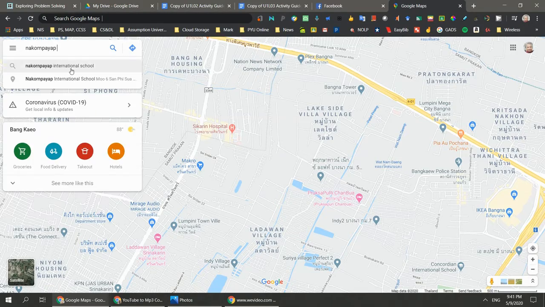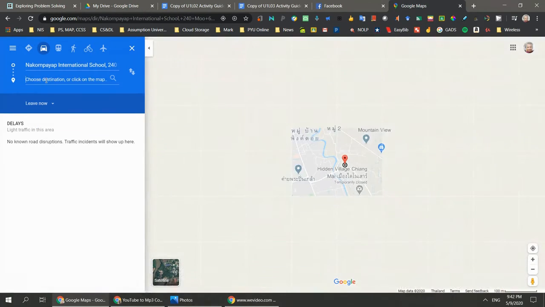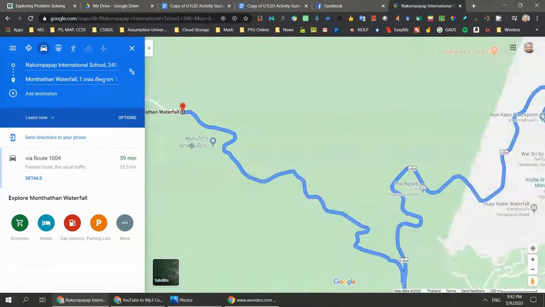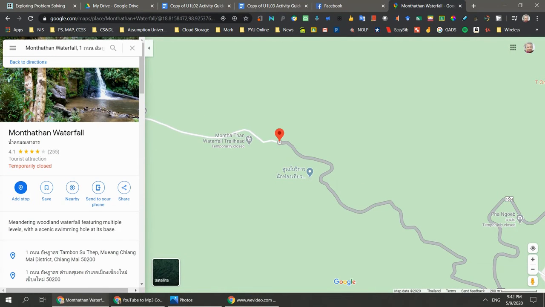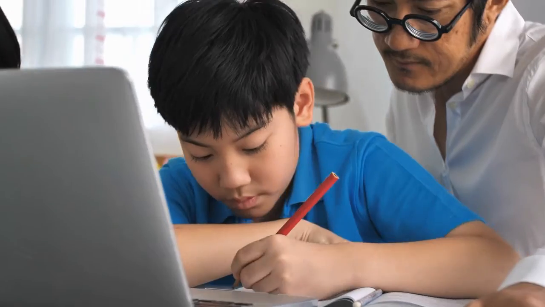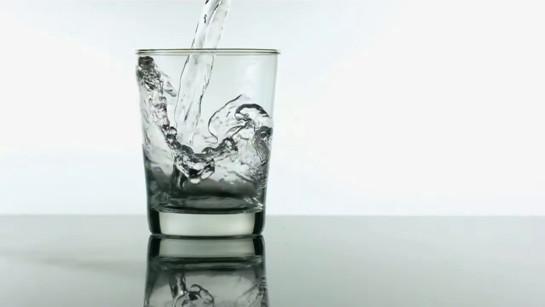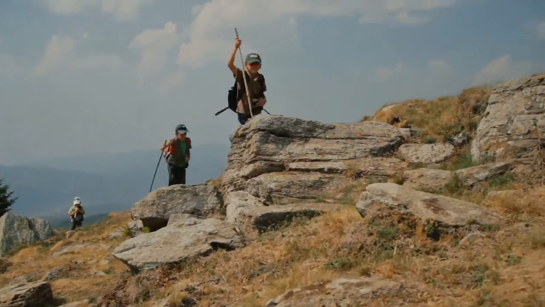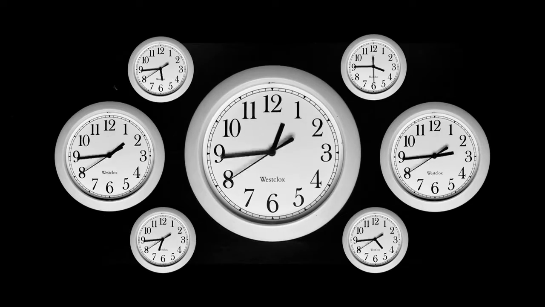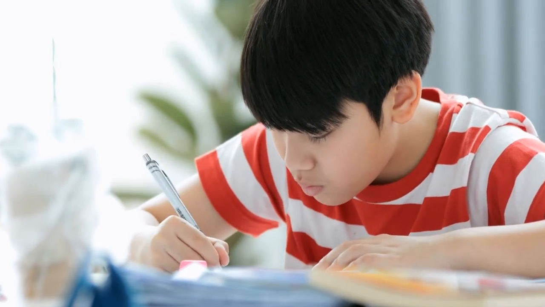Explore the tool. Head to www.google.com/maps and search for your school. Look at the different options for finding directions to other locations. Don't worry about making a plan yet, but make sure you understand what kind of information is available. Develop goals. Now, talk with your group for a few minutes. What are the most important things about your trip? Do you care what you see? How will you get there? How long will it take? What will it cost? Write down the goals you'll use to decide what makes a good plan.